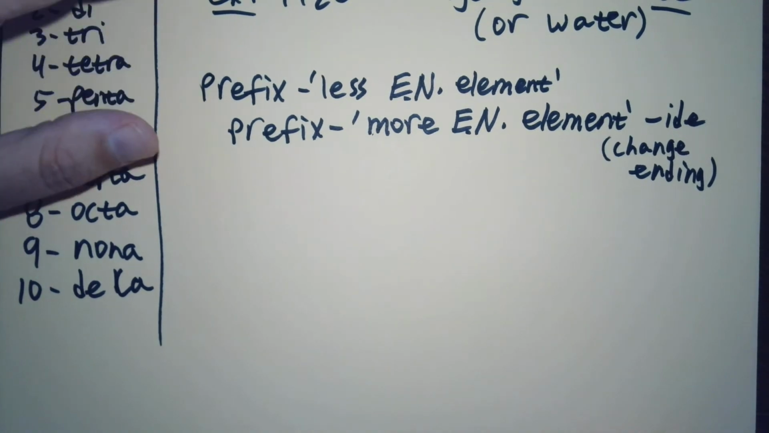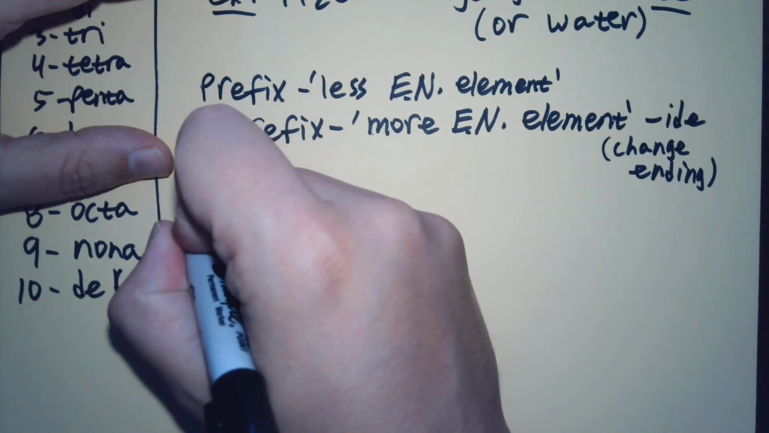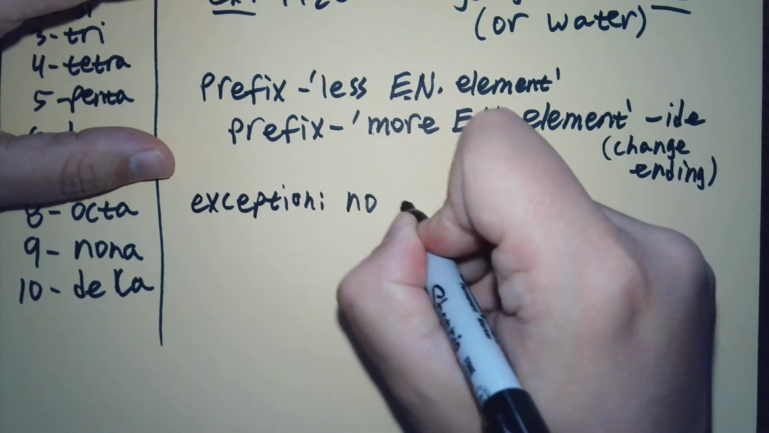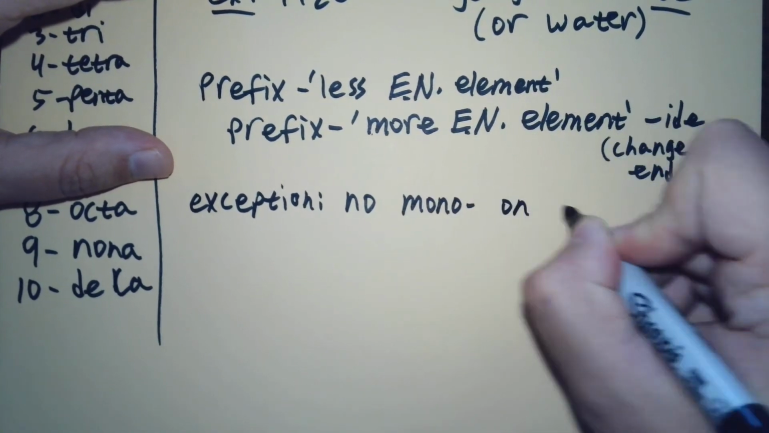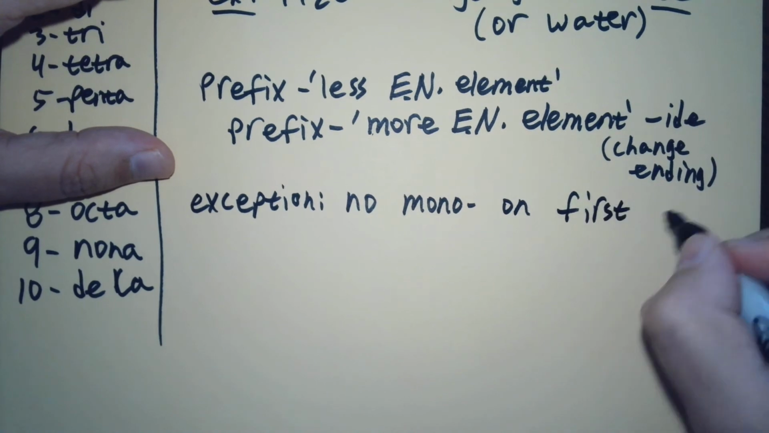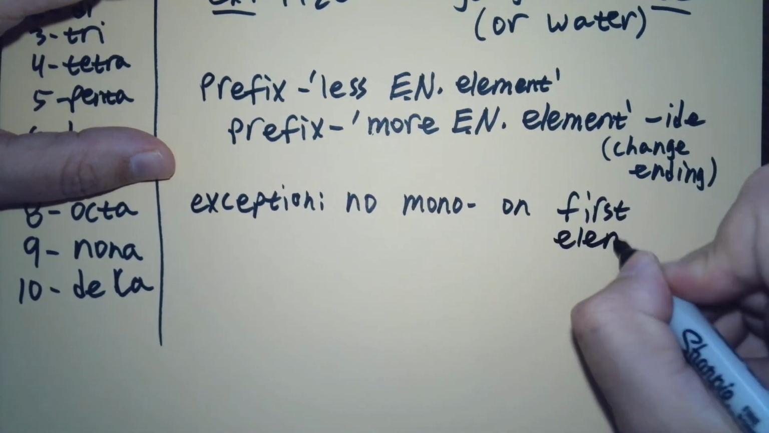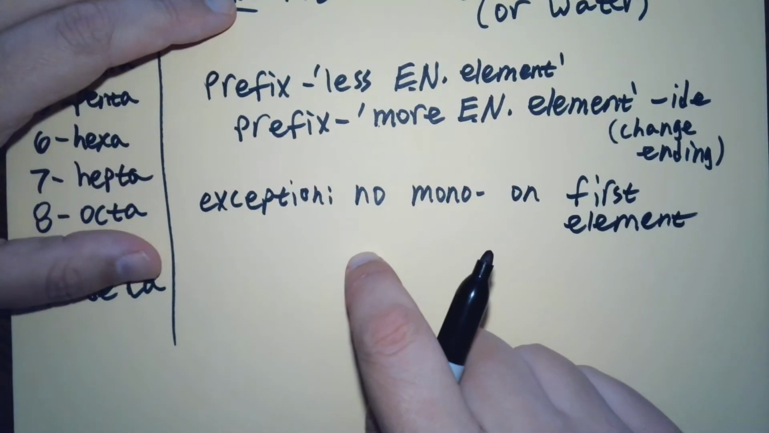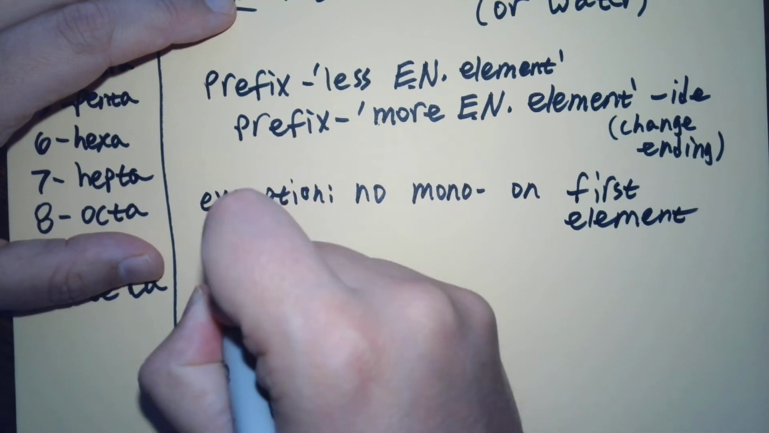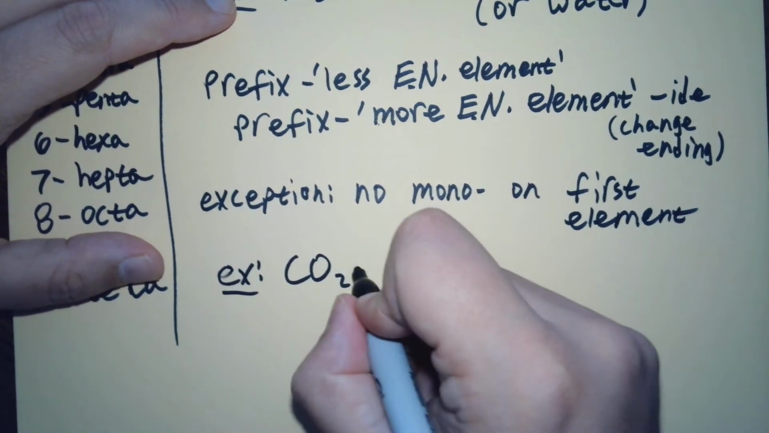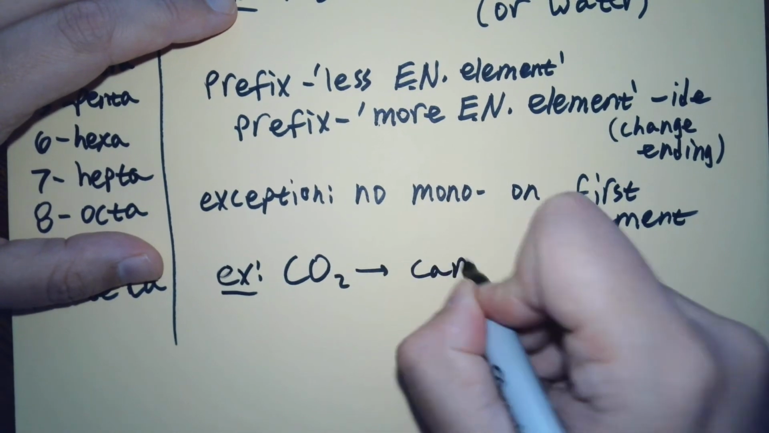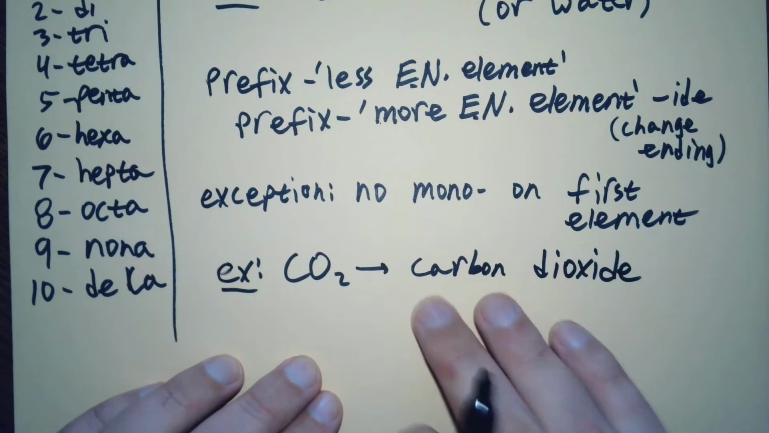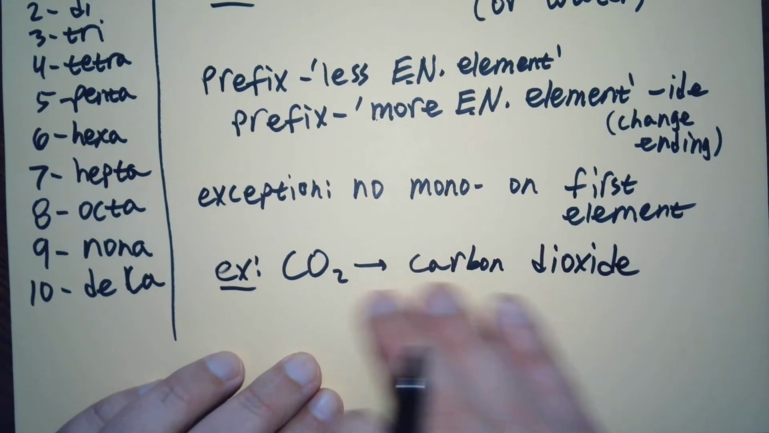All right, so there is one exception though that you got to keep in mind. We don't use the mono prefix on the first element. So you'll never see mono here. We just say the name of the element if there's just one. So for example, if you look at CO2, this is known as just carbon dioxide. So it's not monocarbon dioxide, just carbon dioxide. So there's no mono for just one of those.